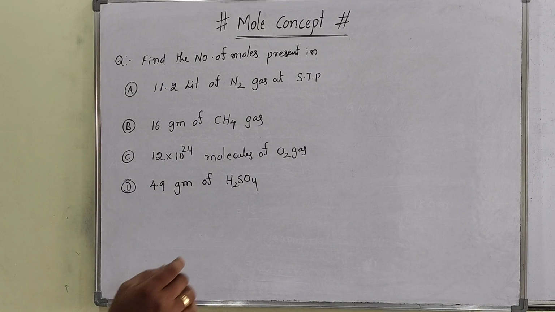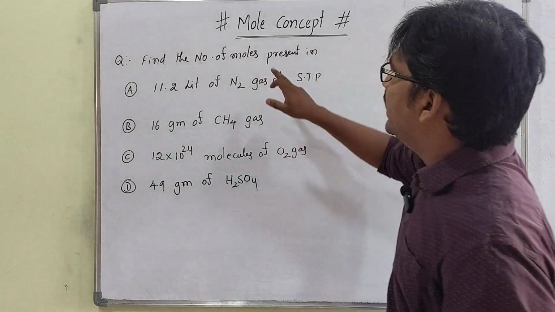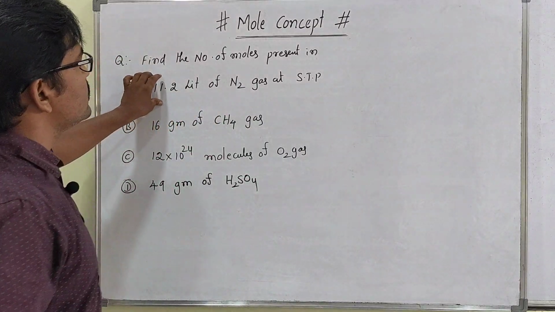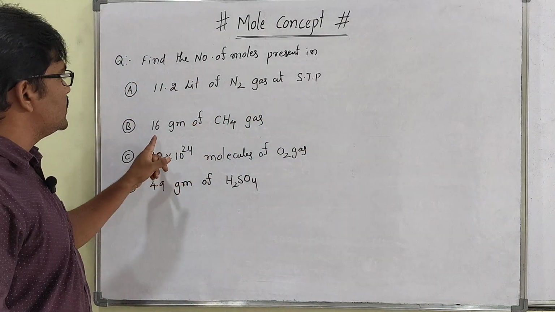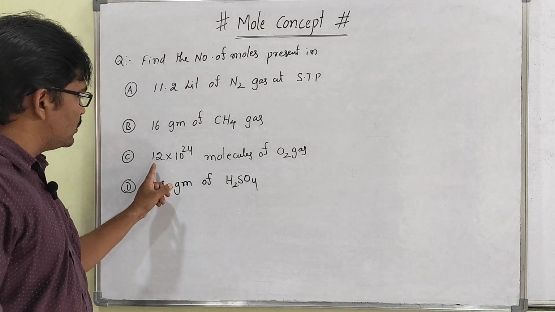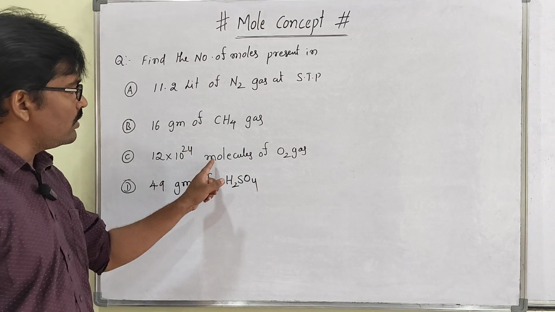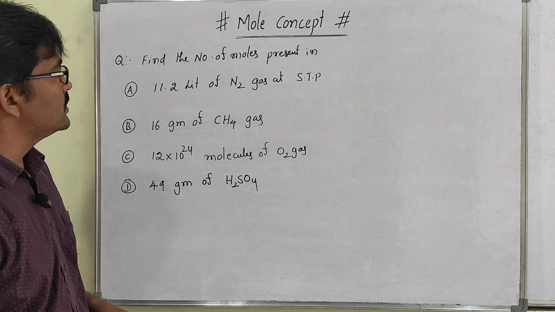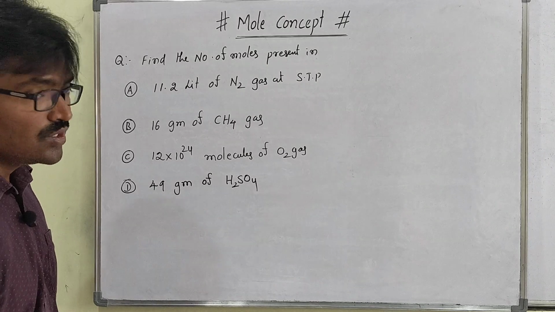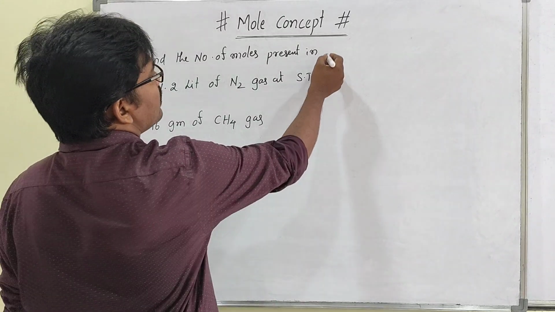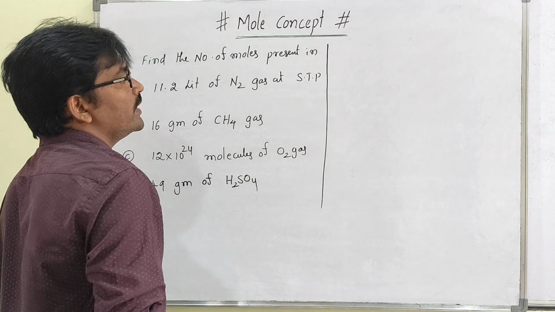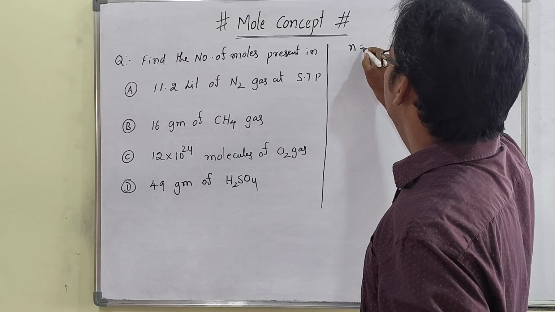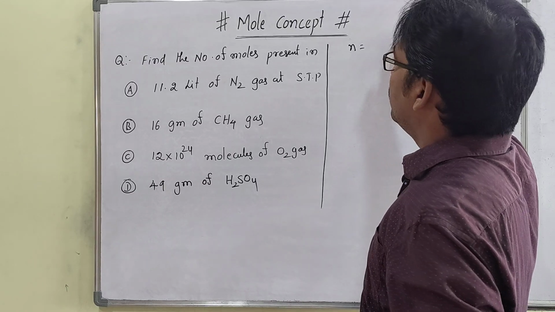Yes, look, my dear students, here is one of the questions. Find the number of moles present in 11.2 liters of N2 gas at STP, 16 grams of CH4 gas, 12 into 10 to the power of 24 molecules of O2 gas, and 49 grams of H2SO4. So there are 4 different questions, and in all of them we have to find the number of moles. I told you 4 formulas for finding the number of moles.